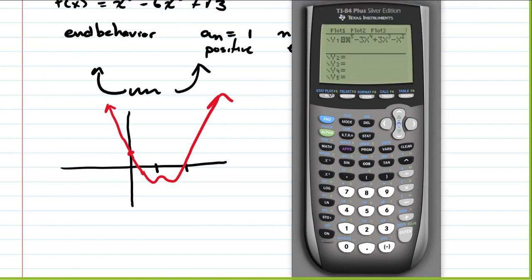So we go y equals x to the 6th minus 6x cubed plus the square root of pi. We go zoom 6 to get back to our standard window.